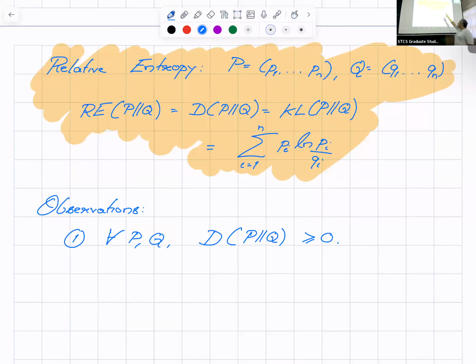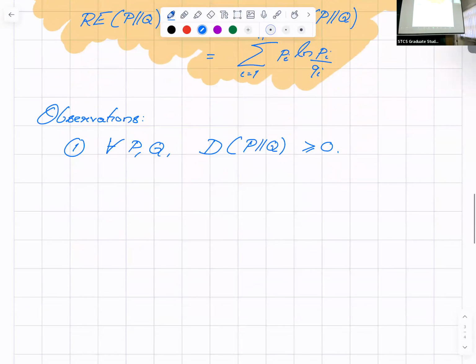You can show that, as long as the P's are a probability distribution and the Q's are a probability distribution, if you do that summation, it will always be a non-negative quantity. Two, D(P||Q) is 0 if and only if P is identical to Q. The two distributions have to be identical.